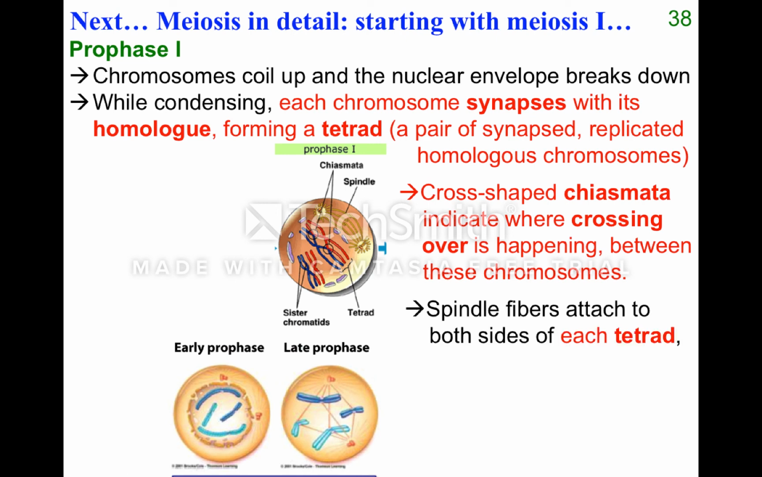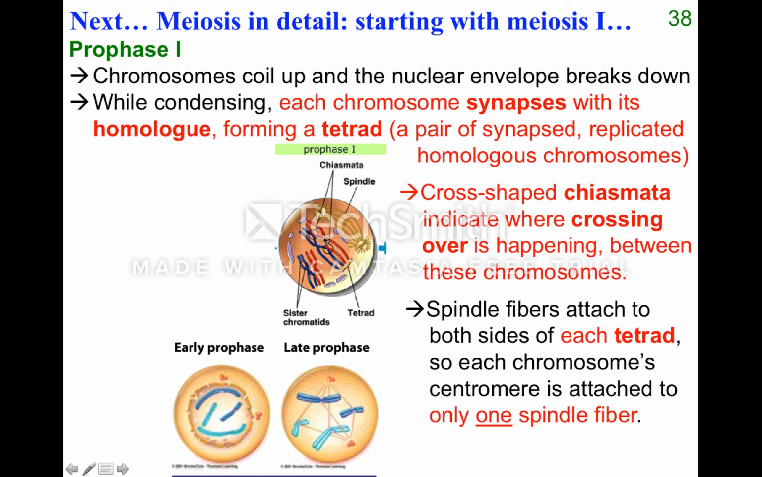Notice another difference: in prophase for mitosis, the spindle fiber is attached to either side of each chromosome. Whereas in meiosis 1, the spindle fiber is going to attach one to this red chromosome here, just on one side, and one to this blue chromosome here on the other side. Not two to every chromosome, all right? So each tetrad gets one spindle fiber on one side, one on the other, so that each chromosome's centromere only has one spindle fiber attached, and that's very important. You'll see why in anaphase 1.